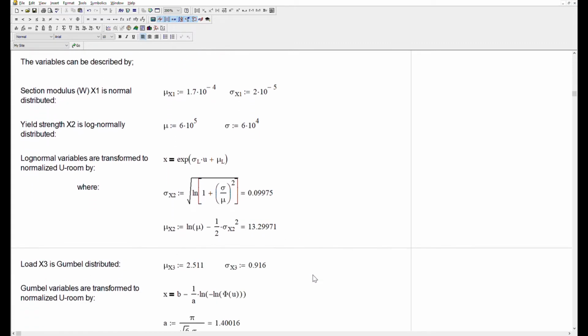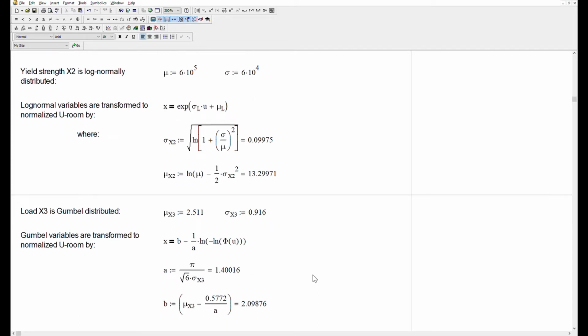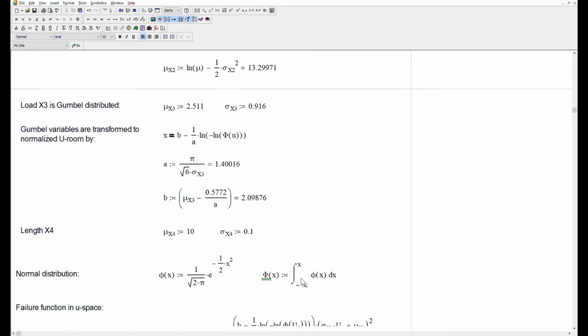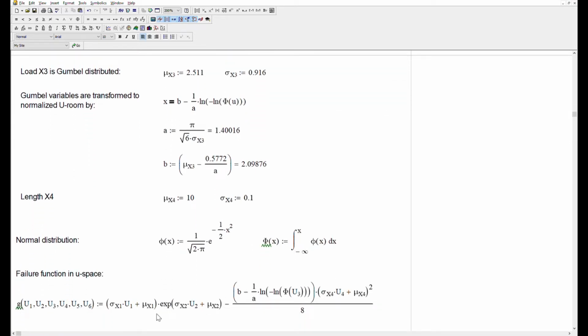The Gumbel distribution with the mean and standard deviation, which gives the following a and b values, and the length with the mean value and standard deviation as we have described before. We now need to transfer these into a failure function described in U room, and we have now inserted the transferred version of the parameters as follows. And you recognize the section modulus, the yield strength, the loading as Gumbel distributed, the length squared divided by 8.